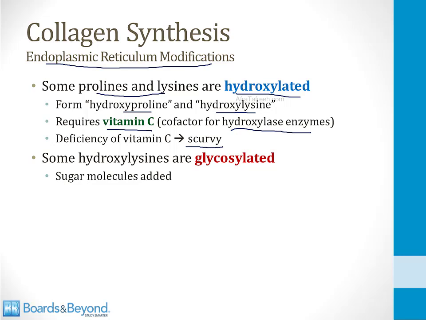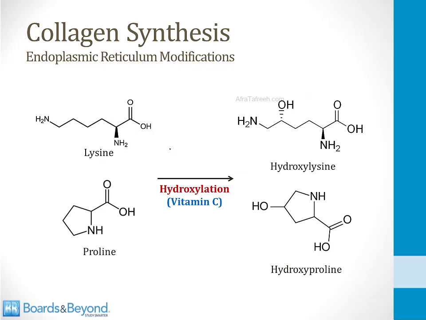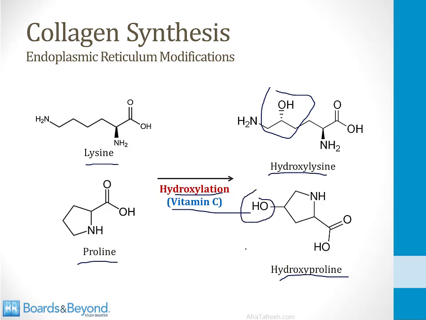Other modifications that occur in the endoplasmic reticulum include the fact that some of the hydroxylysines are glycosylated, meaning that sugar molecules are added to the hydroxylysine amino acids. Shown on the screen are the chemical reactions that occur in the process of hydroxylation. Lysine and proline amino acids found in the pro-alpha chains undergo hydroxylation, which requires vitamin C. Lysine becomes hydroxylysine, which has a hydroxyl group not present in lysine. Proline becomes hydroxyproline, which also has a hydroxyl group that was not present in proline.